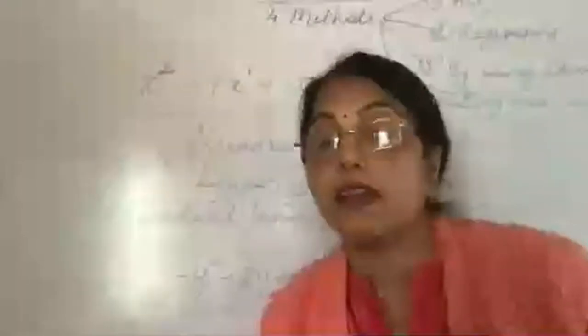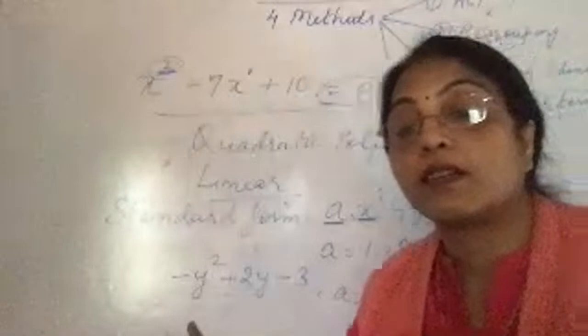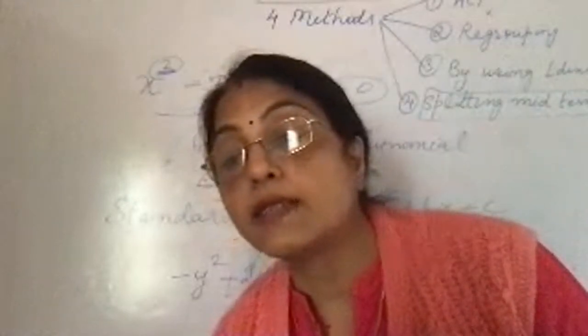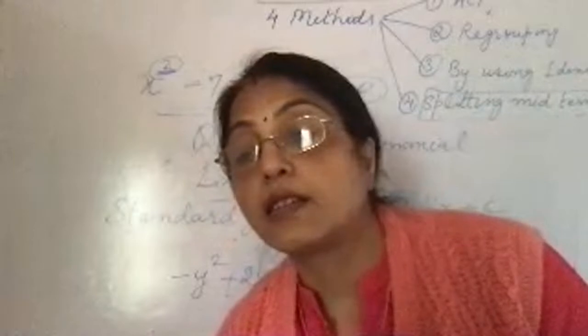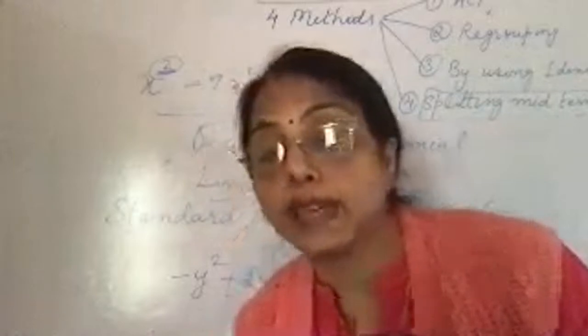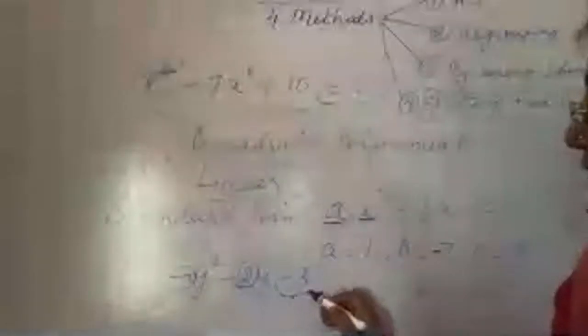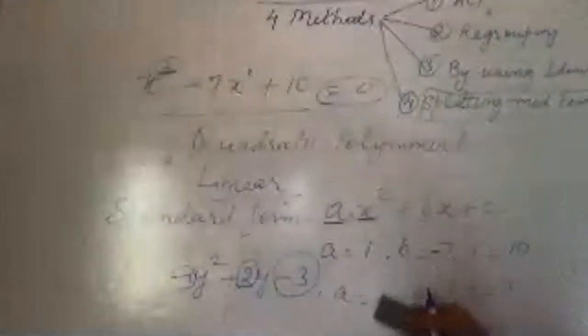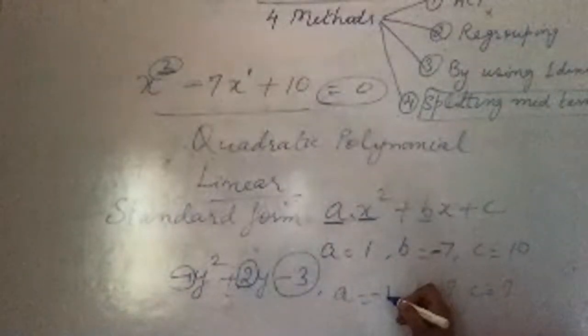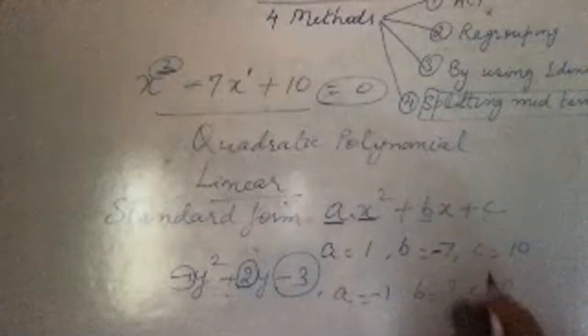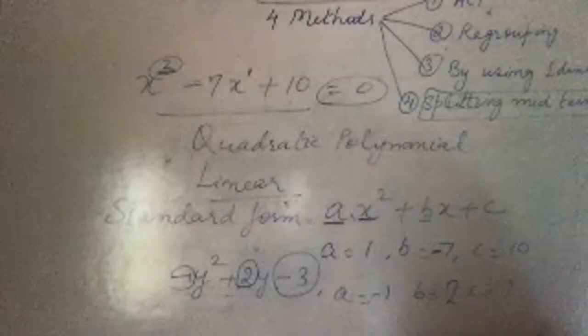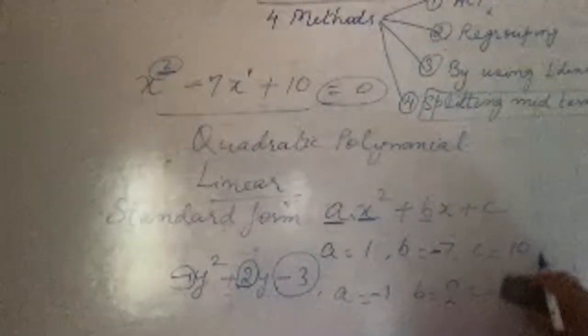What is A? A is, yes, Astha, A is, no, A is not minus, yes, Yeshu. A is minus 1, B is 2, and C is minus 3. Yes, correct. So I write here A is minus 1, B is 2, and C is minus 3. Have you understood how we will write?